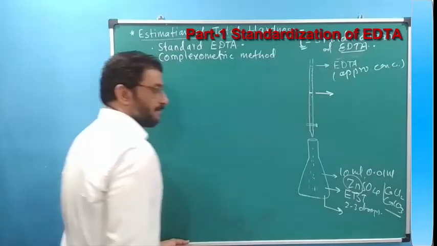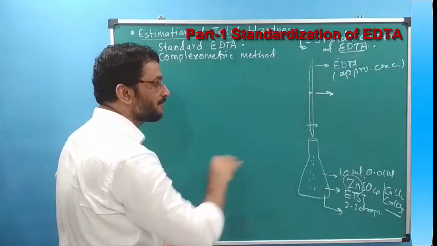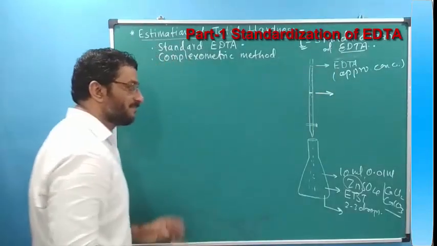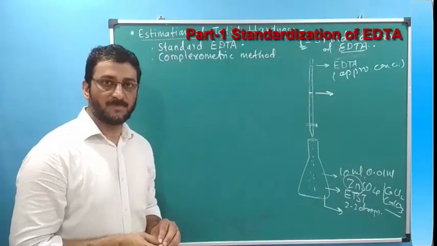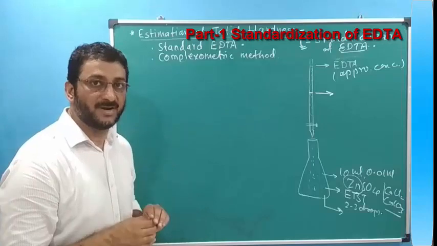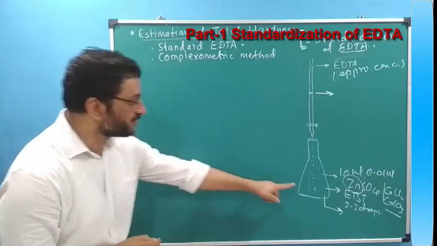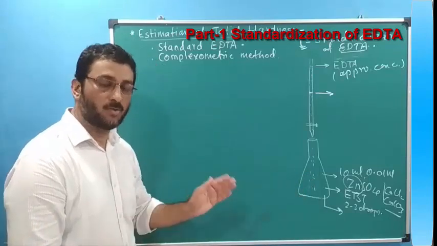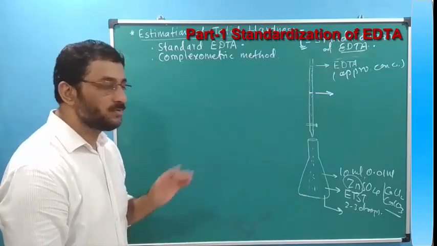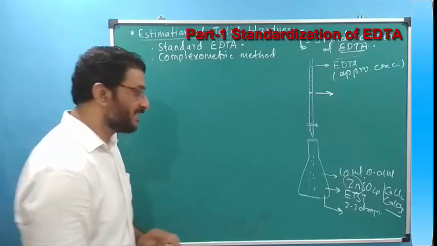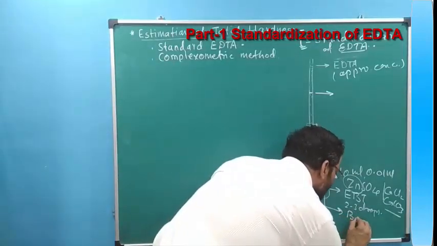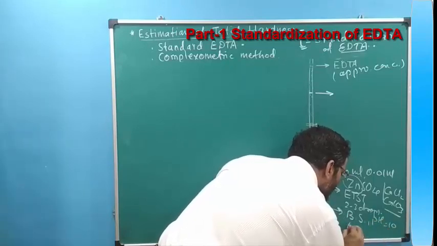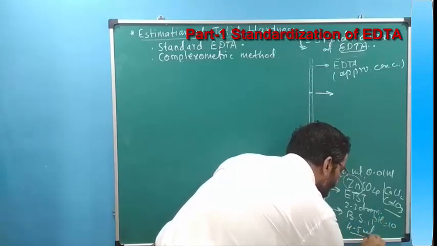EBT is my indicator, and this complex formation reaction between this and this takes place easily under basic medium when pH of the solution is 10. So we will try to maintain pH of the solution around 9 to 10. For that purpose, to maintain the pH, we use buffer solution. We have to prepare buffer solution of pH 10, and you take 4 to 5 ml buffer solution.